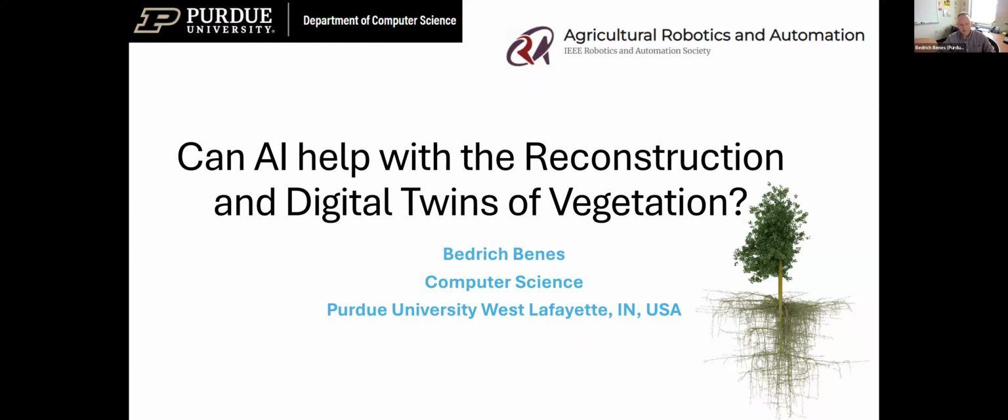The title is whether AI can help with reconstruction of vegetation and with construction of digital twins. It seems that these are two topics that may not be entirely related. I will try to make the case that they actually are related very much. And I believe that the reconstruction is an essential step for digital twins.